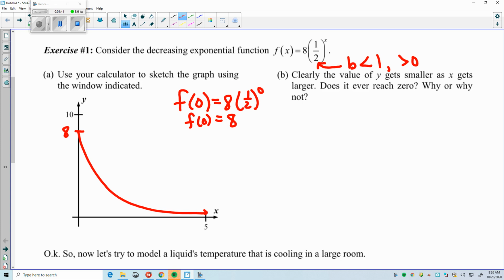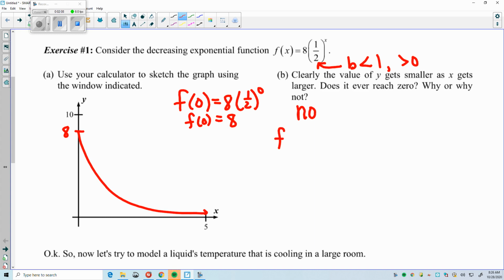And it says, clearly, the value of y gets smaller as x gets larger. Does it ever reach 0? So we've looked at these functions before, and we had said no, and we could see it on the graph. It's going to continually get smaller and never reach 0. So think, if I'm ever taking this function, am I ever going to be multiplying this by 0? How would this function equal 0?